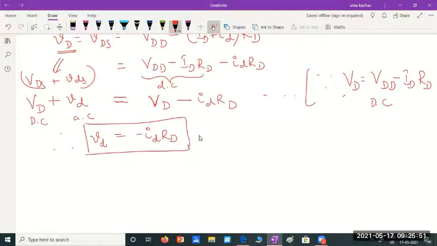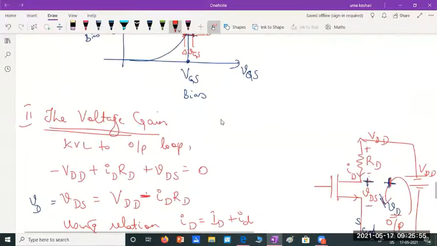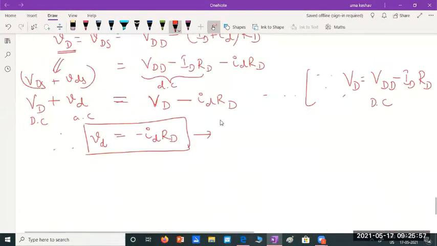Correct? So what was the equation number? Did we give any numbers here? Okay, here I'll call it 9. So this was the expression for small signal drain voltage in terms of small signal drain current.